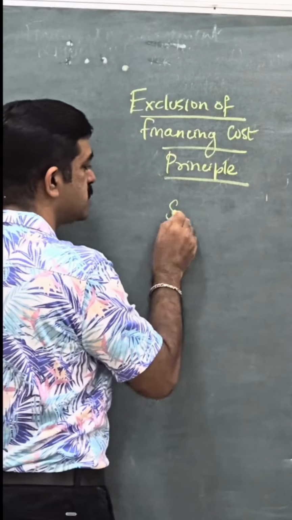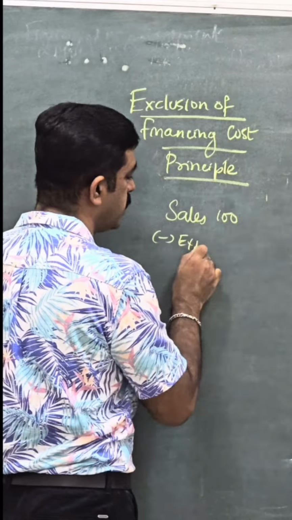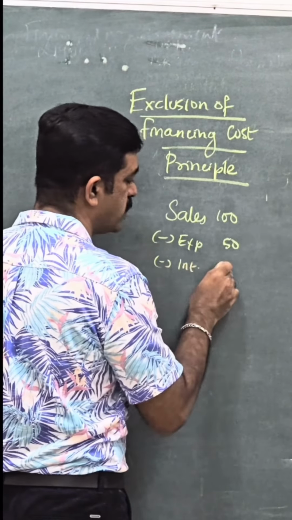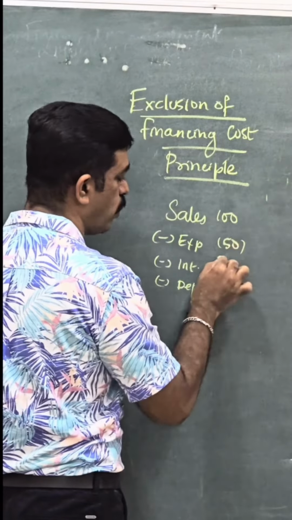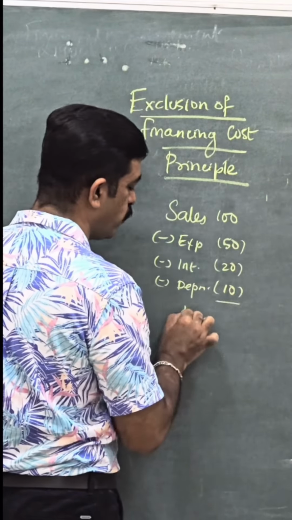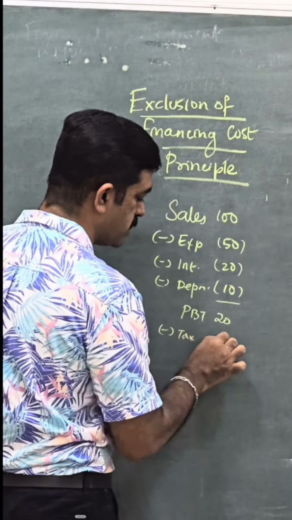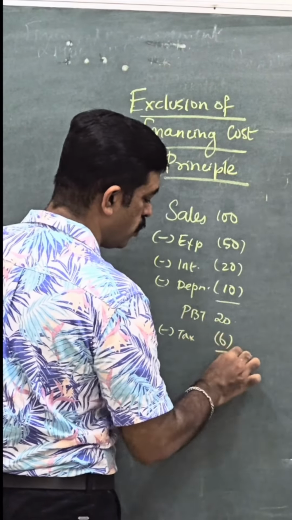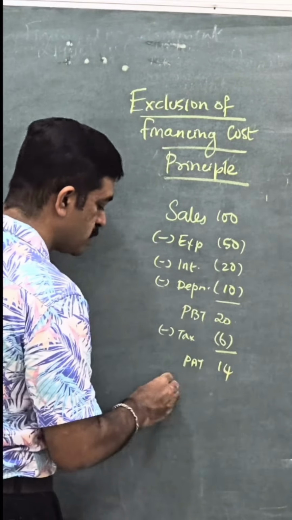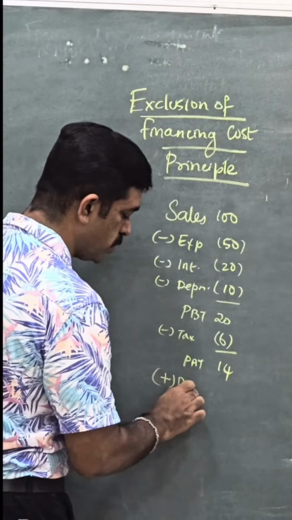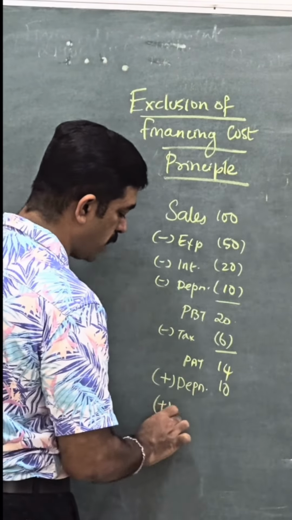Let's say my sales is 100 million, my expenses are 50 million, interest on long term funds is 20 million, depreciation is 10 million. So if I deduct all this, I'll get profit before tax of 20 million. Let's say the tax at the rate of 30% is 6 million. So profit after tax is 14 million. With this, we have to add back depreciation because it is a non-cash item, so that is 10 million, and we have to add back interest.